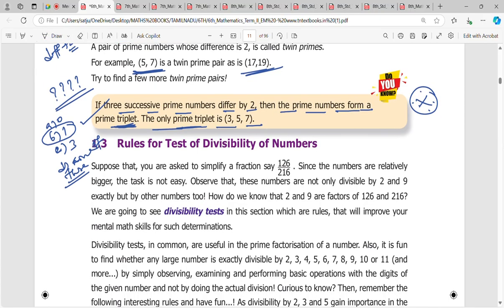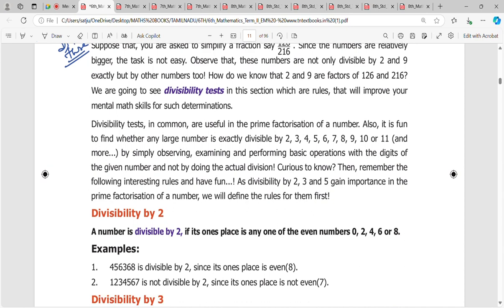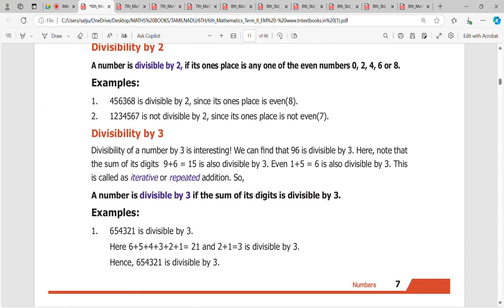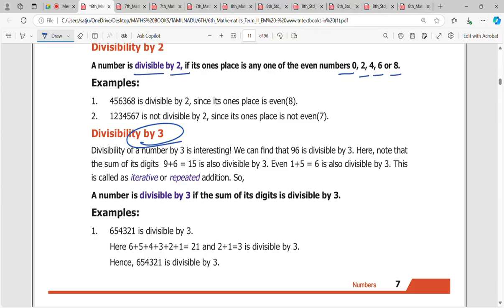Next here, the rule for test of divisibility. So divisibility tests you are getting in your number system and its application. A number is divisible by 2 if it is an even number and ends with 0, 2, 4, 6, 8. Divisibility by 3: if the sum of its digits is divisible by 3, then you can call that number divisible by 3.